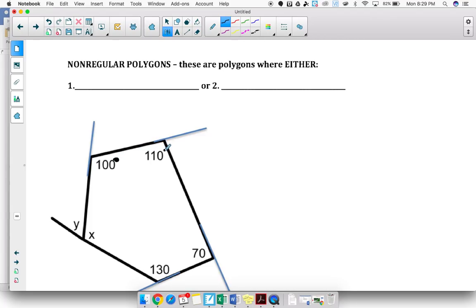I did forget to print all my degree symbols, so if you want to go through and add those degrees, that'd be awesome, so you don't think they're a length. We're focusing on angles today.